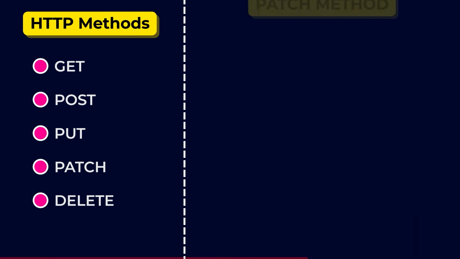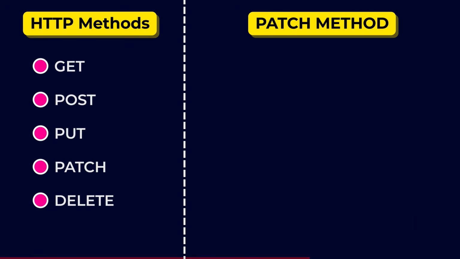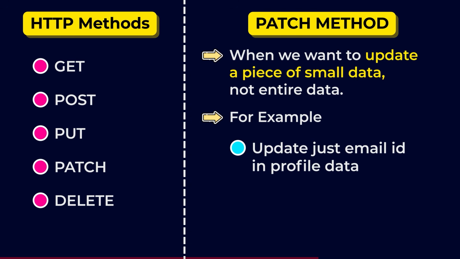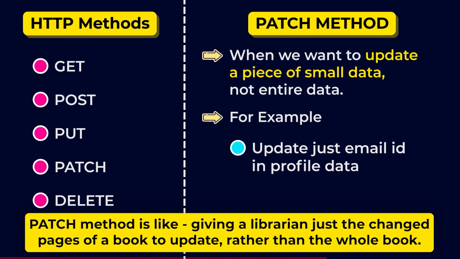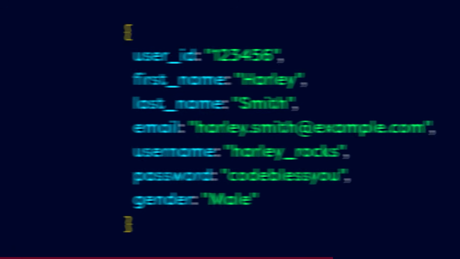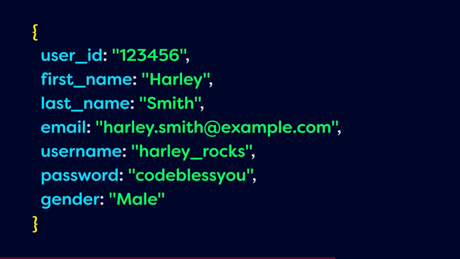Next, we have the PATCH method. We use the PATCH method when we want to update a small piece of data, not the entire data. For example, if we want to update just our email address in our profile without changing anything else, then a PATCH request can be used. Think of it like giving the librarian just the updated pages of a book, rather than replacing the whole book.